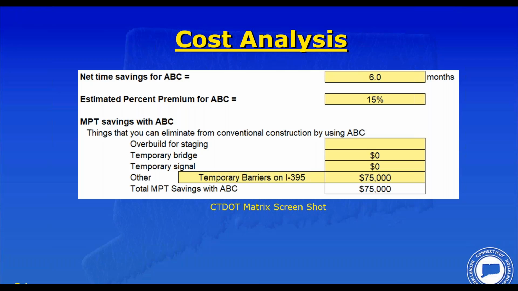The premium for ABC on this particular job, prefabricated modular deck beams are a fairly straightforward ABC process. Prices tend to be a little lower because it's not as complex, so we use a 15% premium, and we're estimating we can only save 6 months with ABC. So with 6 months savings, we look at temporary barriers for stage construction. We estimate $75,000 for this bridge to do the 2 stages.